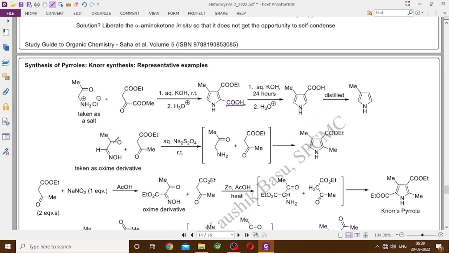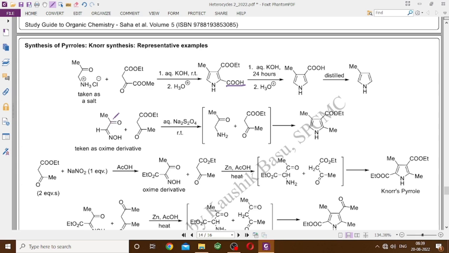You can take the oxime derivative. So that's the oxime derivative. That basically has been achieved by the nitrosation of the alpha position of acetone. And as we know, nitroso is in automatic equilibrium with the corresponding oxime. You treat it with ethyl acetoacetate, and the ethyl acetoacetate's keto carbonyl being more electrophilic, the nitrogen will attack here and eventually close down the ring to give you this.